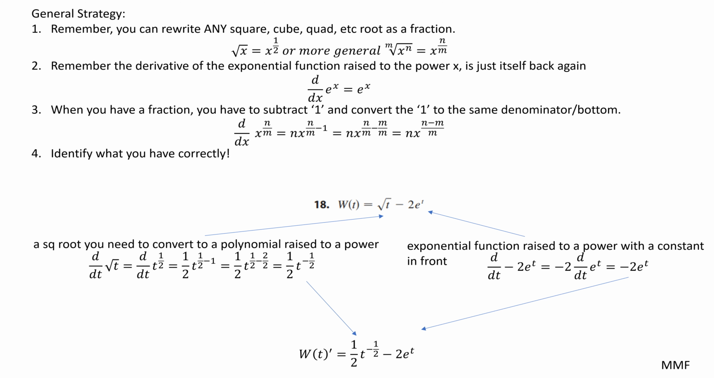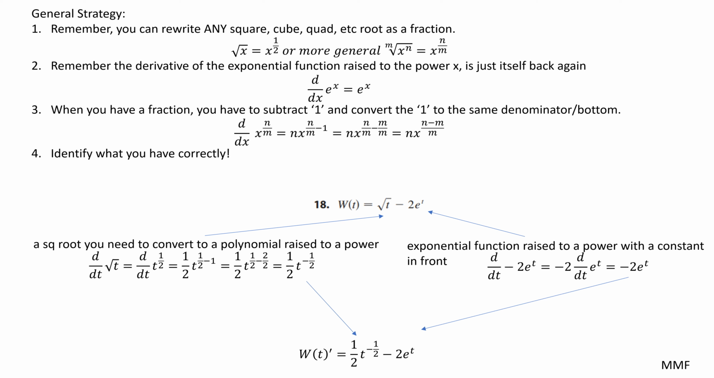But with the first part, it's a little bit more complicated. We have a square root, so we need to convert it to a polynomial raised to a power. So we take that root t, and we make it t to the power 1/2, and then we follow our standard derivative rules for a higher order polynomial. We take the 1/2 and we move it in front, and we subtract 1 from the power.